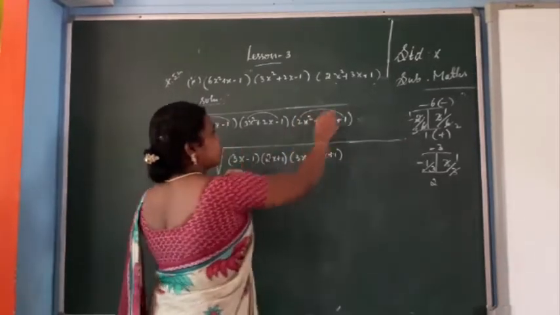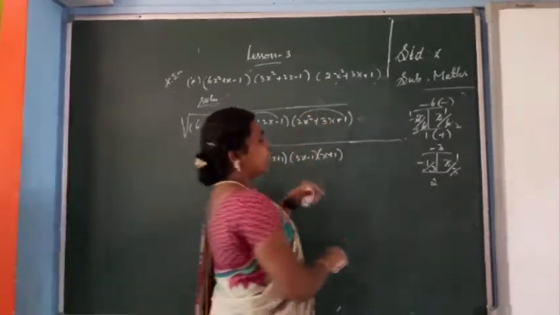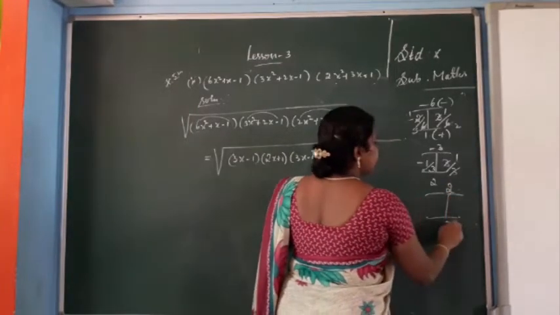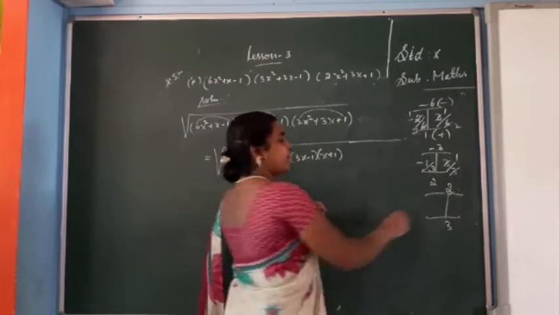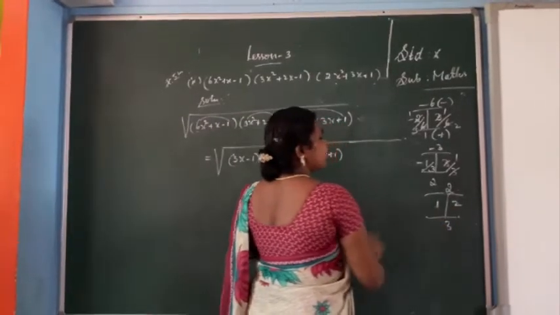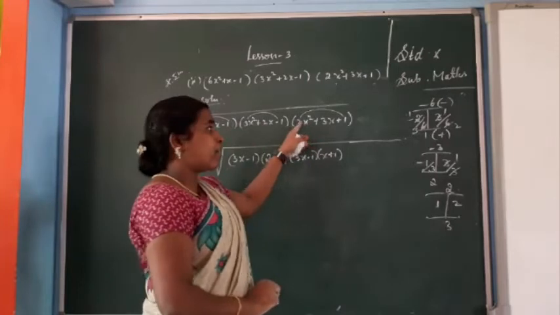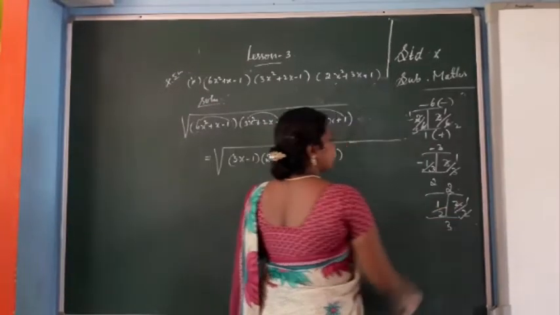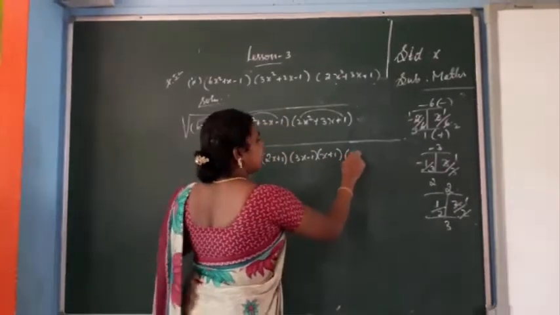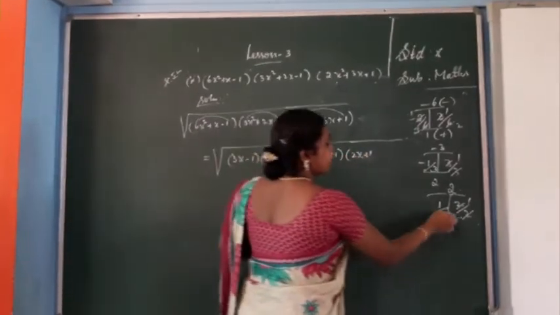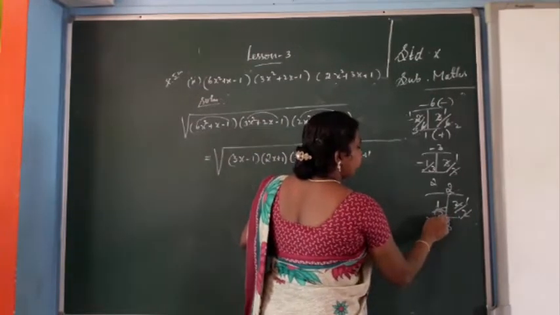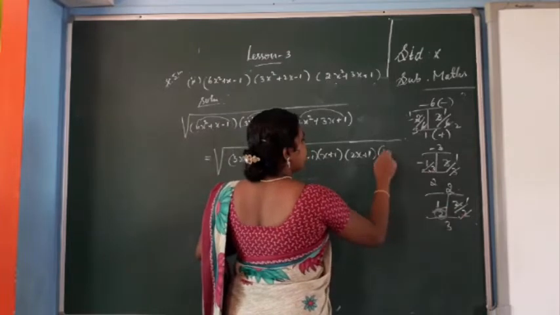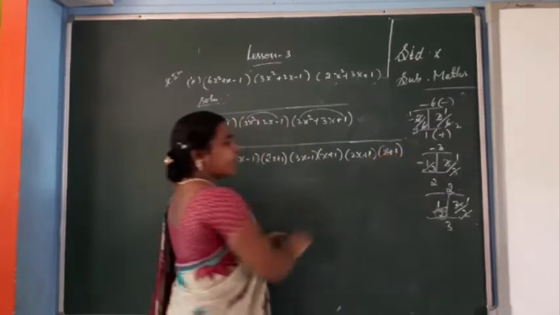The product is 2 and the sum is 3. 1 into 2 is 2, and 1 plus 2 is 3, so both are positive. Very simple. But the coefficient of x square is more than 1, that is 2, so divide by 2. Now the factor is 2x plus 1. I always say the x term goes along with 2. Here there is no denominator, so that is x. So x plus 1.